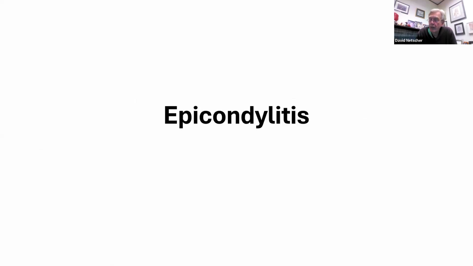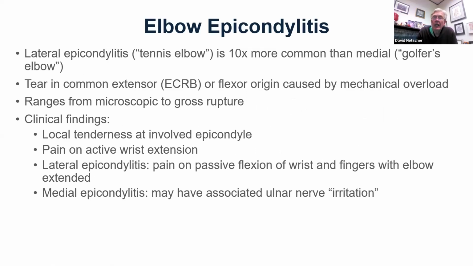So lastly, we're going to get to epicondylitis, and we're going to talk specifically about lateral epicondylitis, tennis elbow. And it's much more common than medial epicondylitis, which is colloquially known as golfer's elbow. And it's a tear in the common extensor mechanism, the ECRB. And there are microscopic tears right at the junction where the muscle attaches to bone, the so-called Sharpey's fibers, if you people remember going back to your microanatomy and molecular biology.